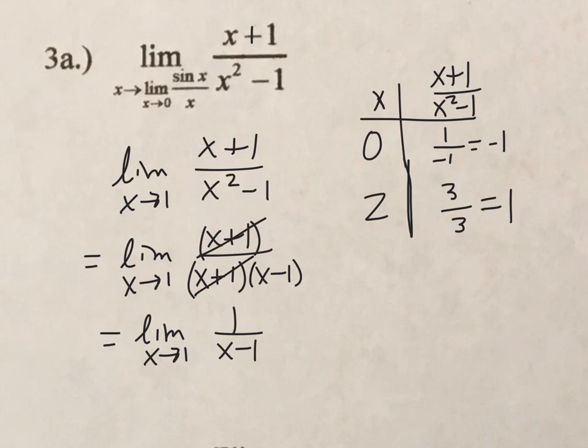When x approaches positive 1 from the left, we're going to get negative values, but when x is approaching positive 1 from the right, we're going to get positive values. So we have a function where as x approaches our target value of positive 1, the graph has different behavior to the left than it does to the right. So in that case, we would say that this limit does not exist.